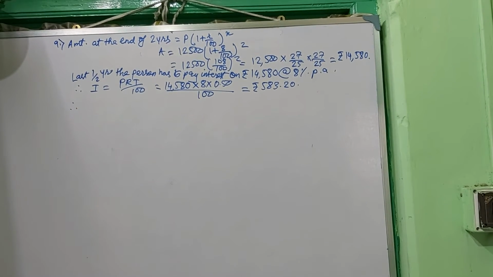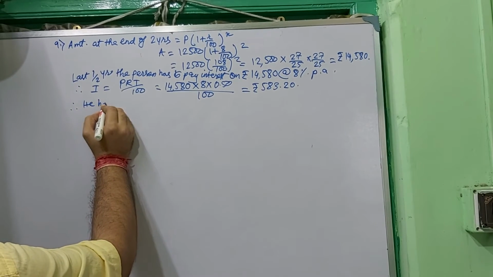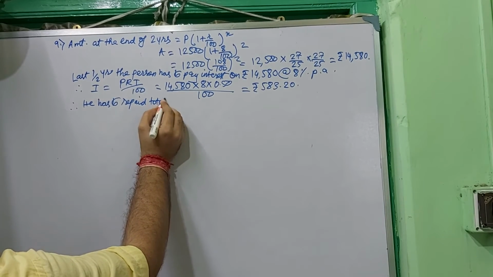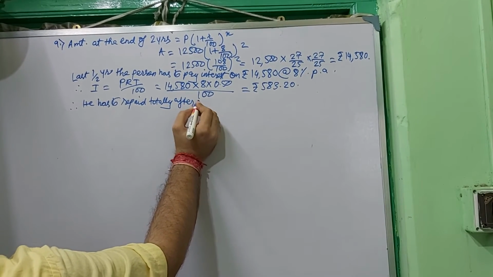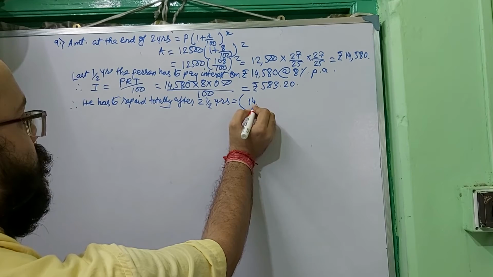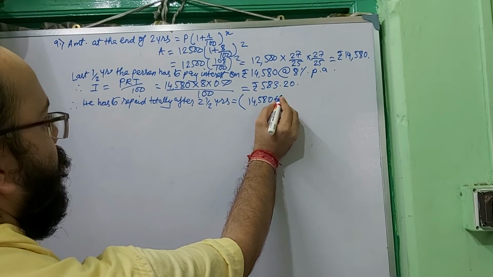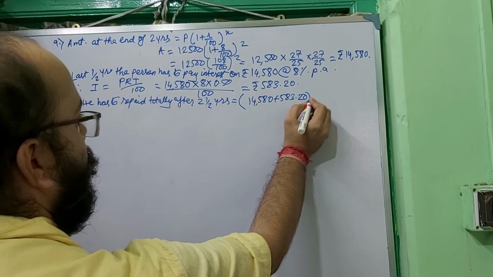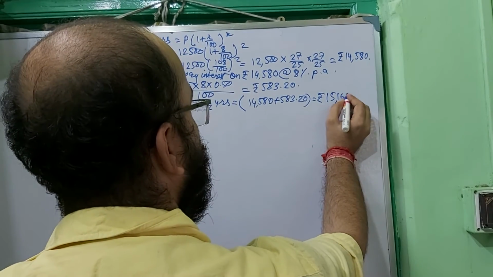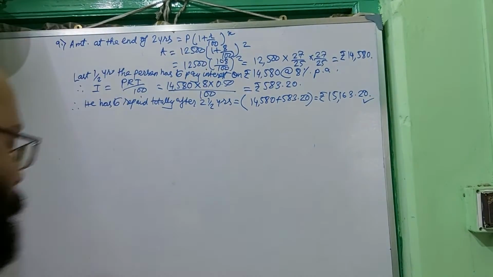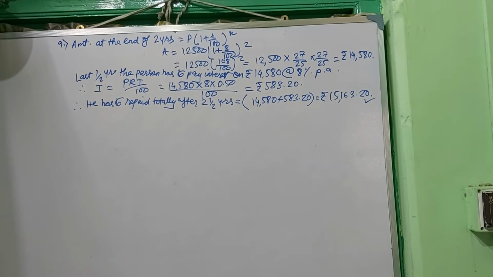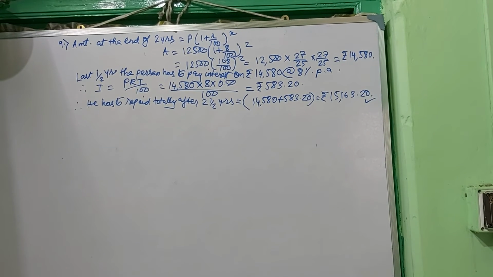So, therefore, how much does he have to repay after 2.5 years? He has to repay totally after 2.5 years 14,580 plus 583.20. You will get rupees 15,163.20. This is the answer. This is the answer we were looking for.